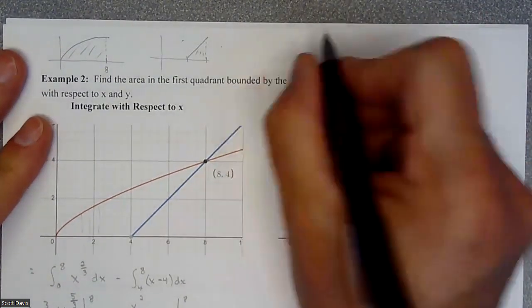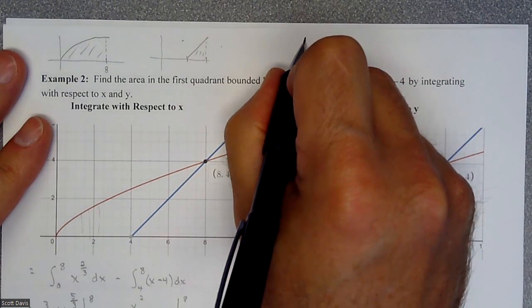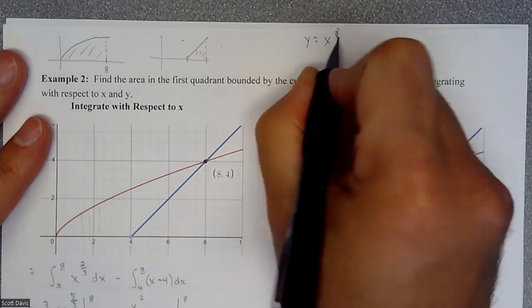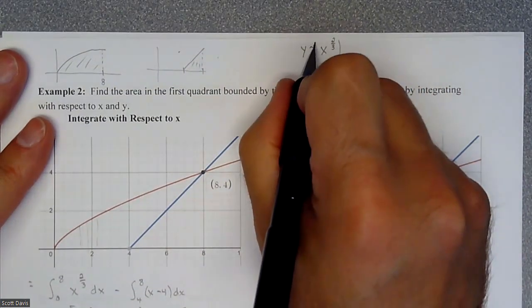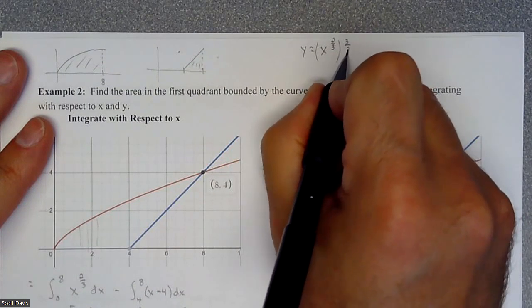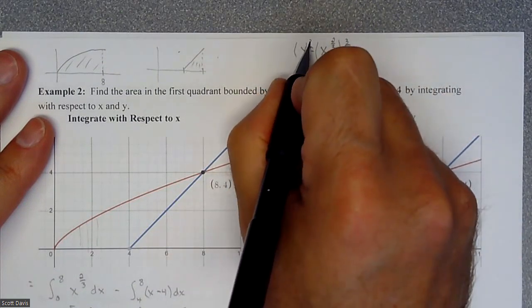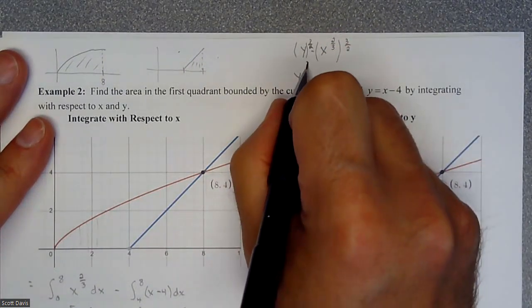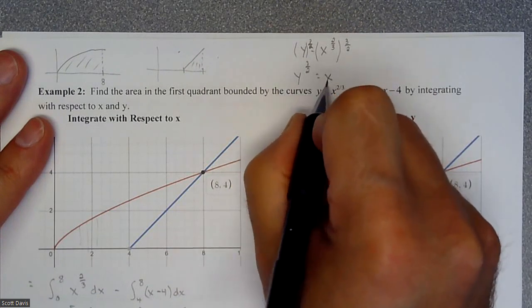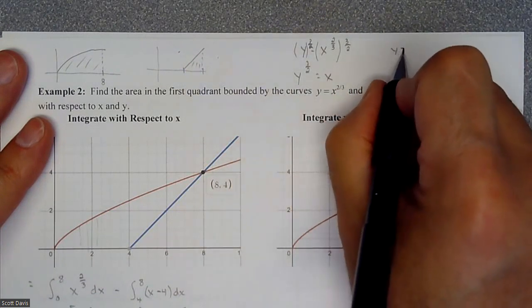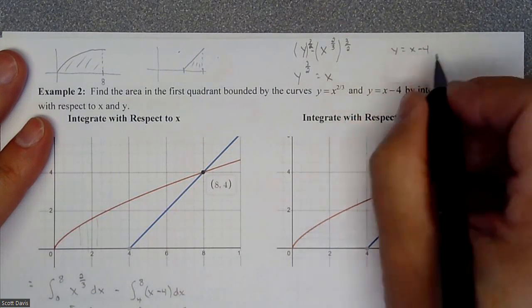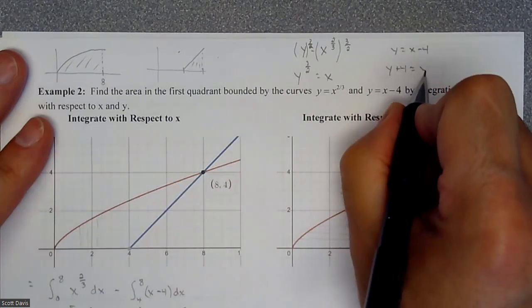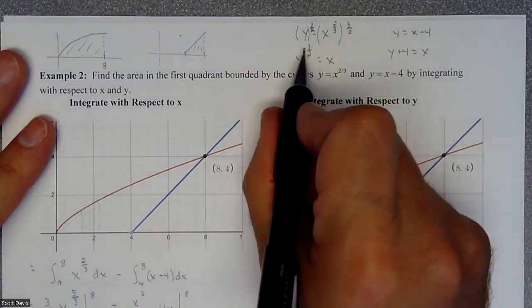So we're going to take our y equals x to the 2/3. If I want to get rid of a 2/3 power to get x by itself, I'm going to raise it to its reciprocal power, which means I'm also raising this to the reciprocal power, that's a 3/2. So we would have y to the 3/2 equals x. And then over here, our y equaling x minus 4, I would add 4. And so y plus 4 would equal x. So those are my two equations.